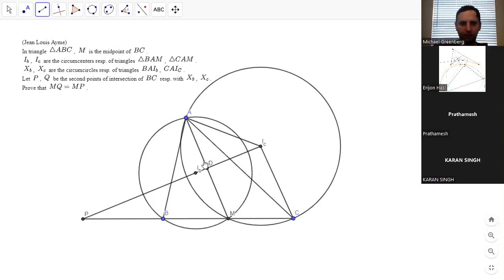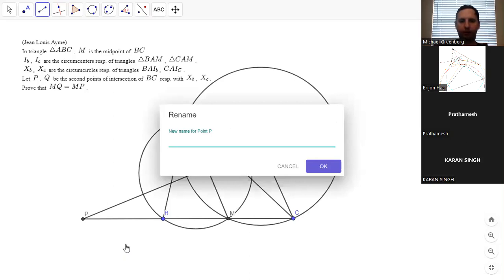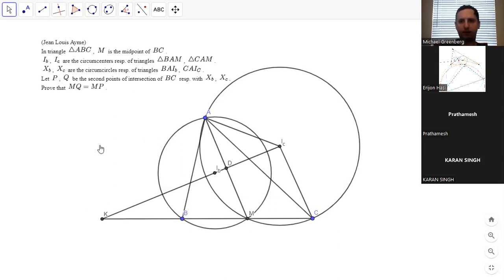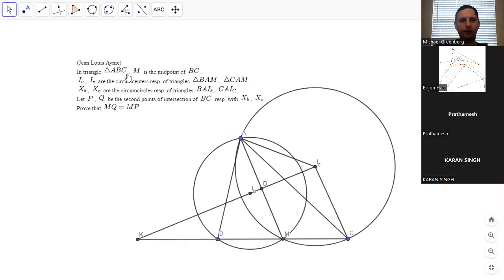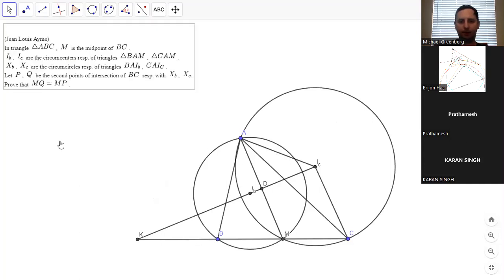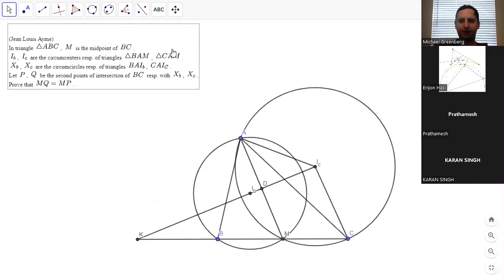So we want to show PBIBA is cyclic. And I think that might just be an angle chase. And then we show PCICA. Okay, so you're saying that follows by spiral similarity. So I'll call this point K. So this problem is a little bit easy. I think the next ones are going to be a little harder, but I like starting off with an easy one.